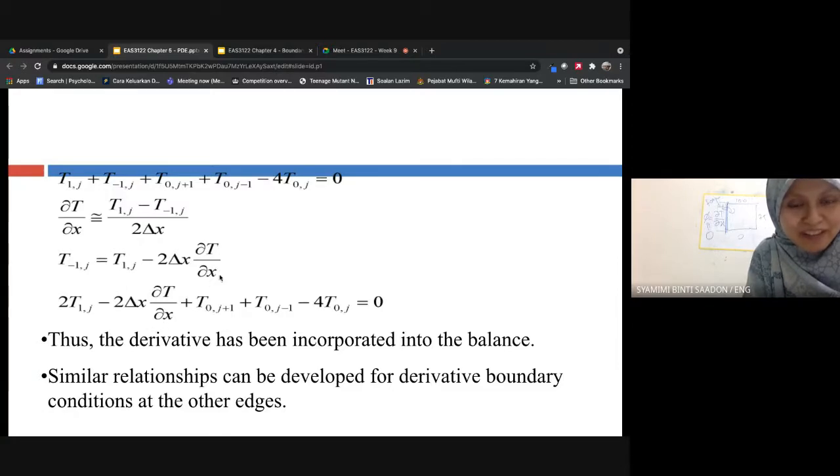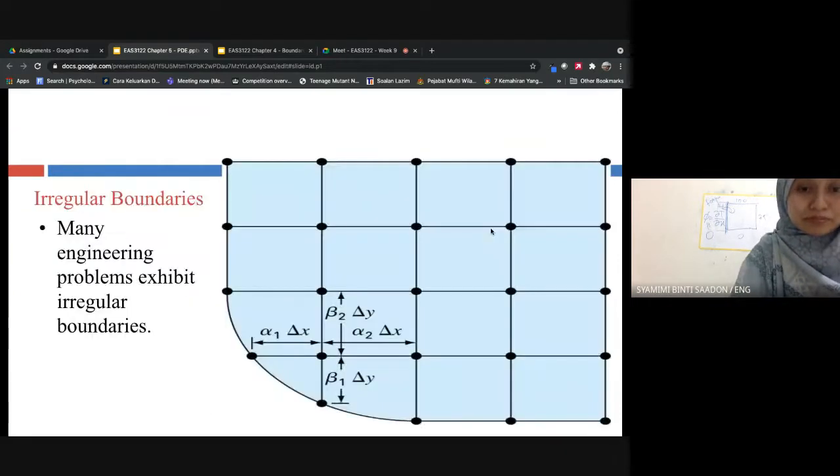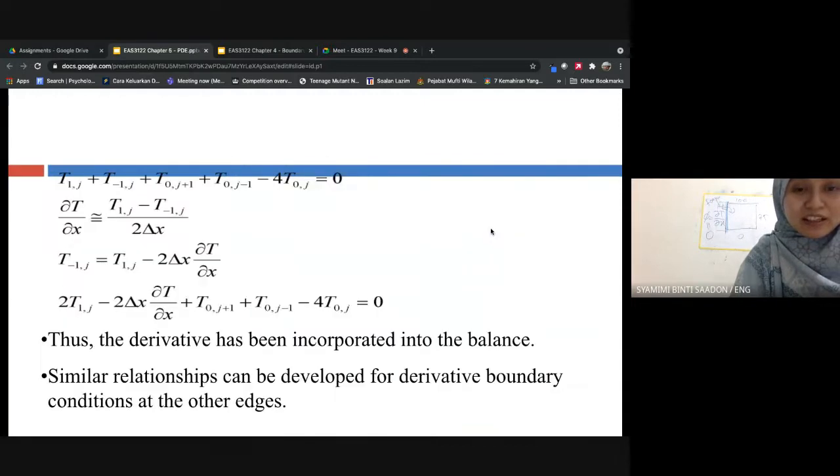Now we have a heat flux, or a partial differential form, in the Laplacian equation. We replace the imaginary point with this differential equation. So now we have this derivative incorporated into the balance node. This is the example equation if we are given a heat flux, or partial differential equation condition, for the boundary.